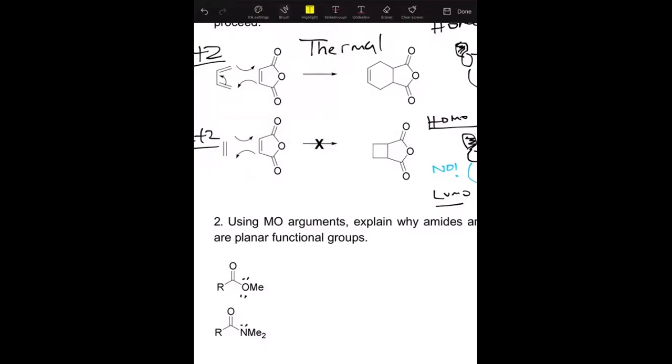The lone pairs. What do you think? How would you draw it? How would you classify an amide and an ester when we're talking about pi systems? Remember, we did 2 pi, we did allylic, then we did the 4 pi and 6 pi. How would you classify that?